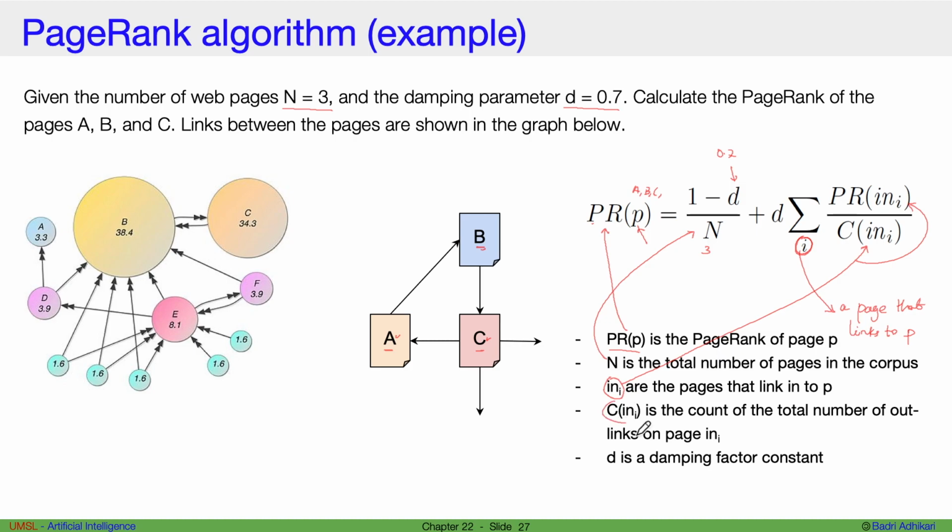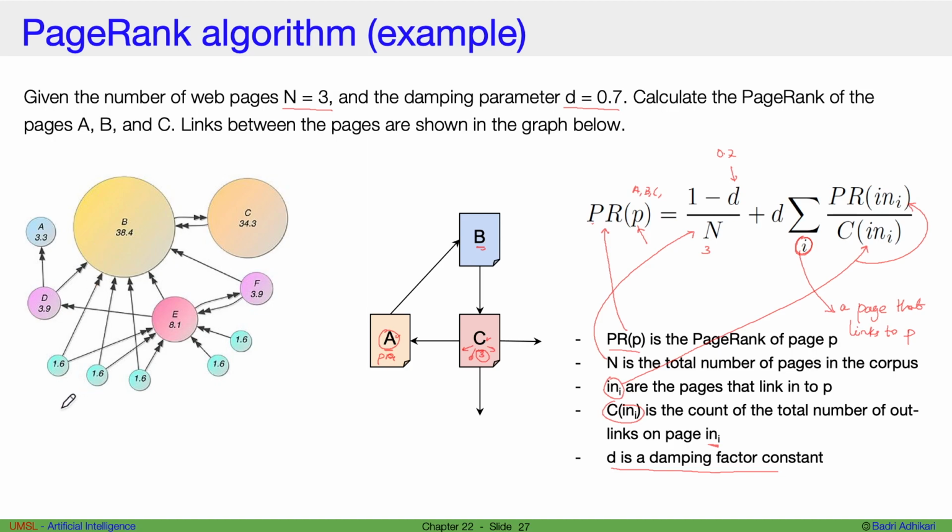C(I) is the count of the total number of outlinks on page I. So say we are talking about page A and we want to calculate the page rank of page A. If I is C, because C is a page that links to A, then C(I) is the count of the total number of outlinks on page C. So here C(I) would be 3 because C has 3 outlinks. And this D is the damping factor constant, usually 0.7, 0.8, or 0.85.